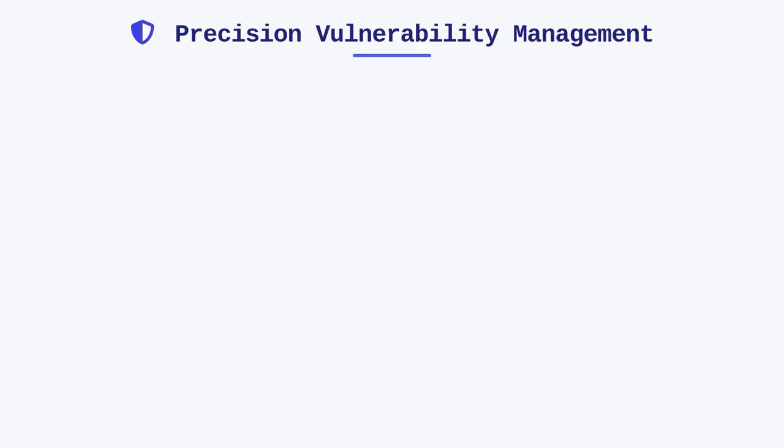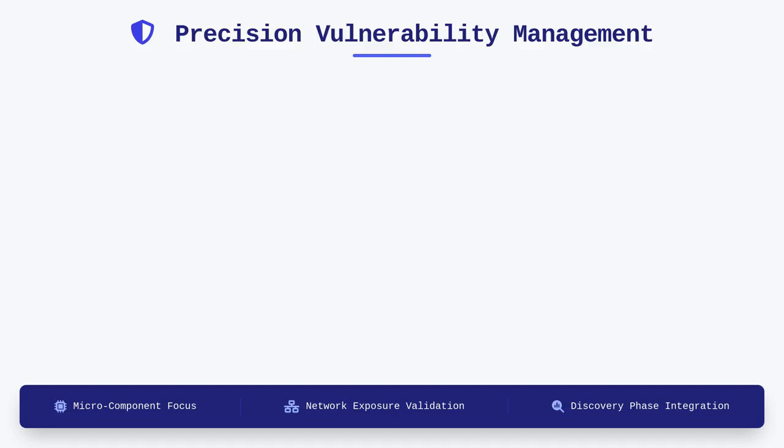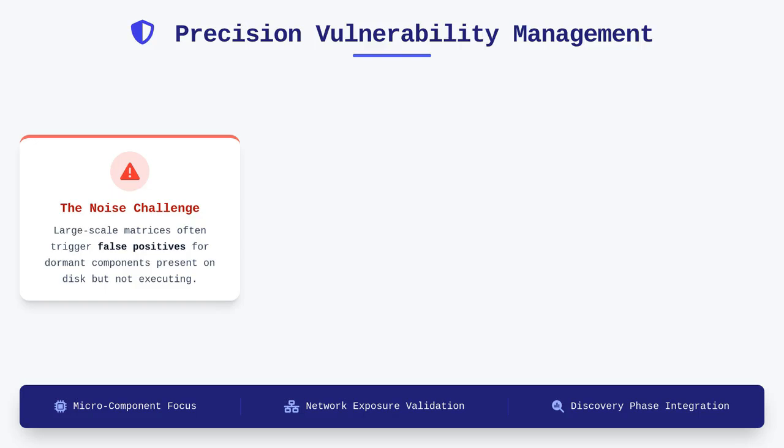Managing these large-scale, multi-platform vulnerability matrices requires you to handle micro-component risks with a high degree of precision. You often encounter situations where a single software suite contains dozens of individual components, each with its own lifecycle and security profile. If your configuration is not tuned, the system might trigger vulnerability items for components that are present on the disk, but not actively executing or exposed to network threats.